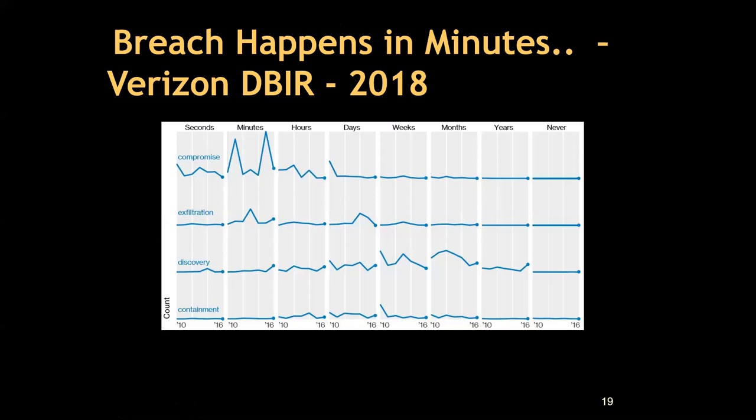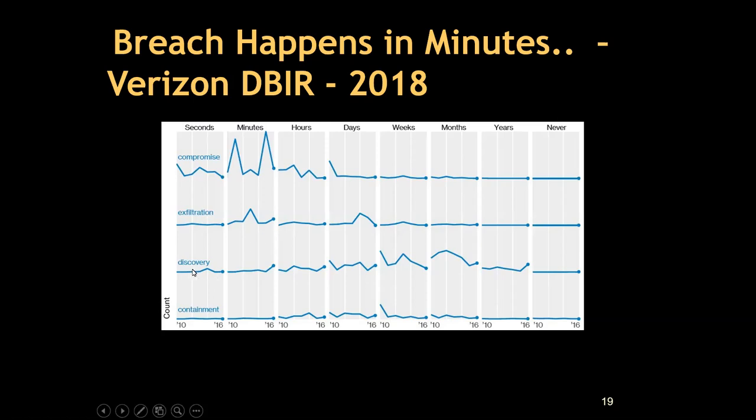The breaches that happen, happen in minutes, all right? This is the Verizon DBIR, the Data Breach Investigations Report, which says, look at this, okay? Whenever a company gets hacked, it happens in seconds to minutes. Within seconds to minutes, it gets breached. Exfiltration, where the data gets stolen, also happens within minutes, okay?